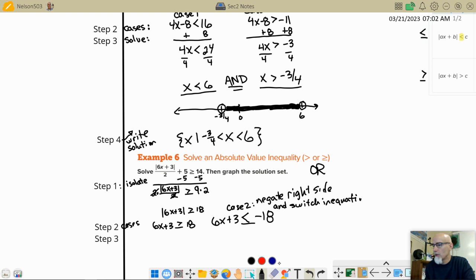Oh, I'm missing an L in there. Hold on one sec here. Let's get this spelled out right. Inequality. Okay. So what was I going to say?